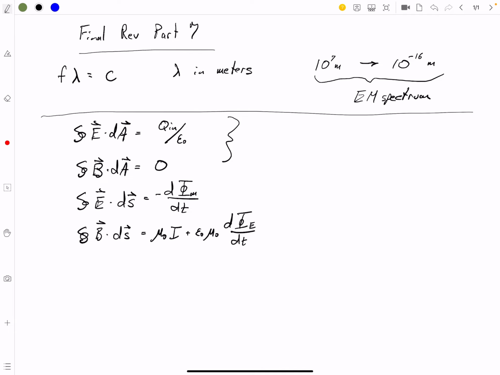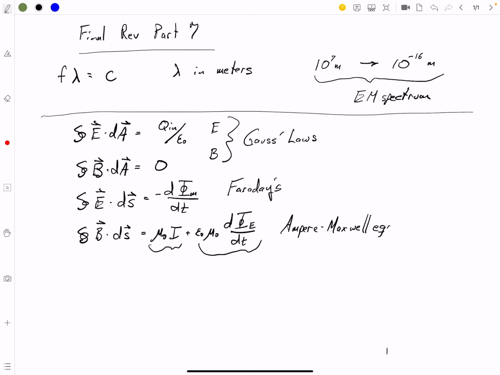We've got two Gauss's laws. The first one for the E field, the second one for the B field. And then we've got Faraday's. And then we have Ampere-Maxwell. This is the Ampere part. This is the Maxwell part. The Ampere-Maxwell equation.